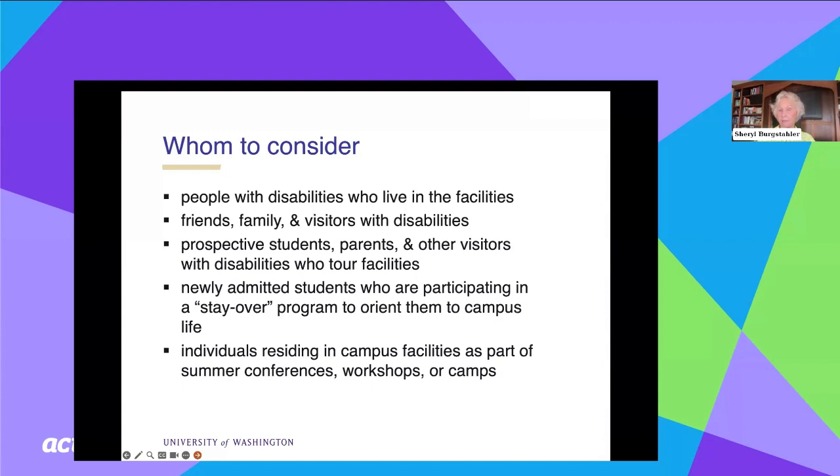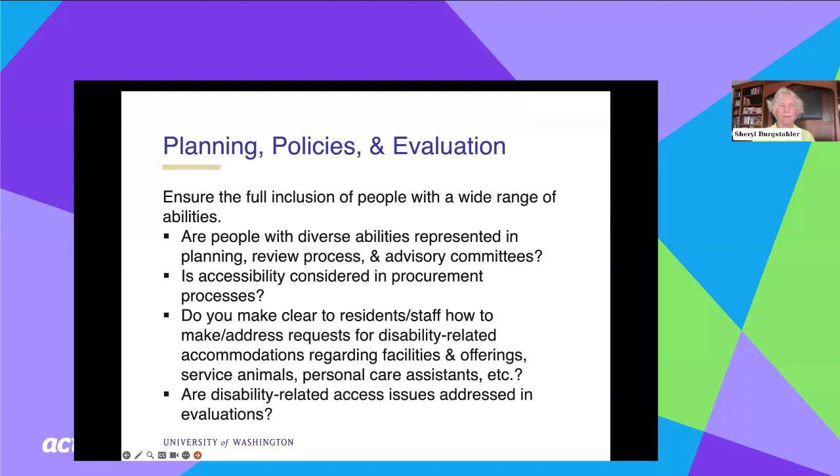Individuals residing in campus facilities as part of a summer conference, workshops, or camps. I mentioned the DO-IT program that I founded. We have a summer program that still is going on for teens with disabilities who are in high school, who are thinking of going to college, and they live in the dormitory. And so we had to make some renovations to these dormitories to make them accessible to the wide variety of abilities that these students have. So all those things are worth thinking about. And if you think about them proactively, then maybe you won't have to do a lot of retroactive refitting.